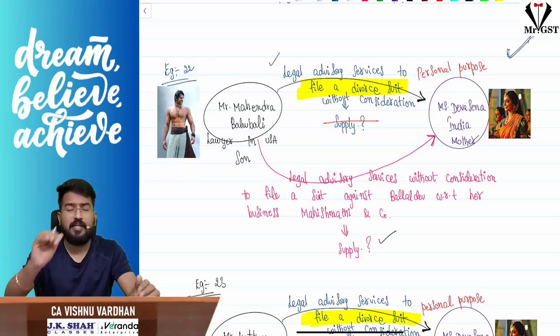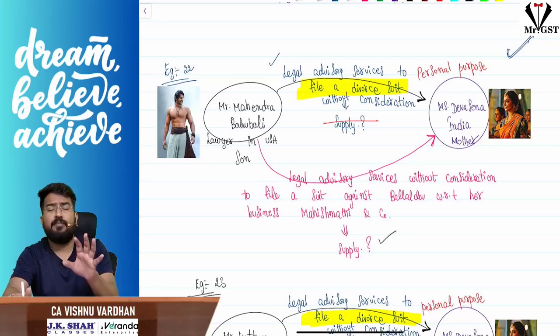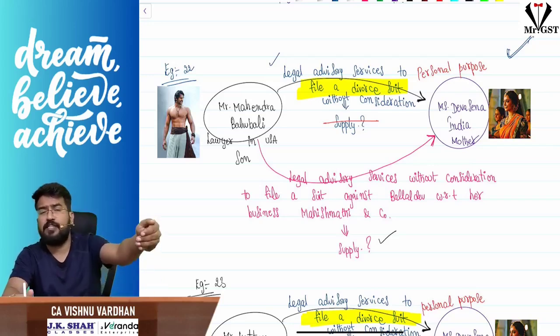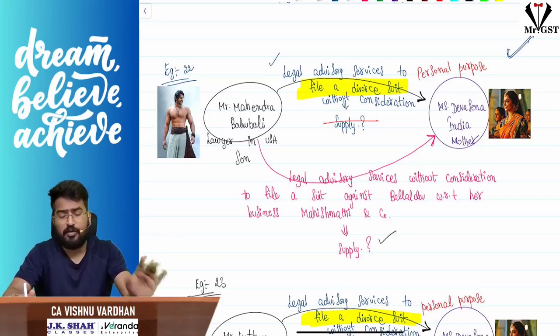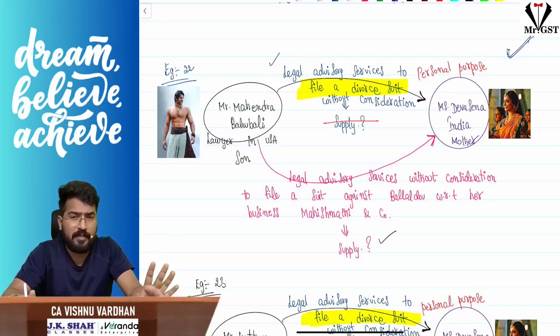Please understand, generally for supply we should see whether it is for business or not from the supplier's point of view, but in case of importation of service we should see from the recipient's point of view, whether it is business purpose or not, as per Schedule 1. Am I clear? So that is the point.